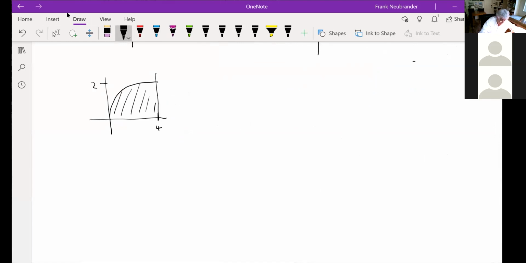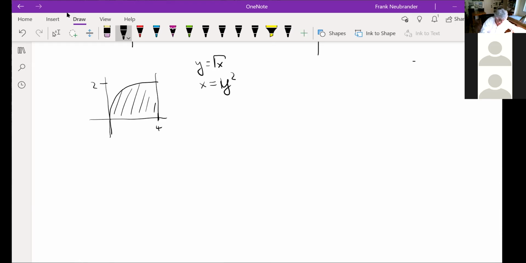So this is our region. The curve is y equal to square root of x. That's what you use when you do vertical slices, and when you do horizontal slices, you always have to solve for x. Then x is equal to y squared.